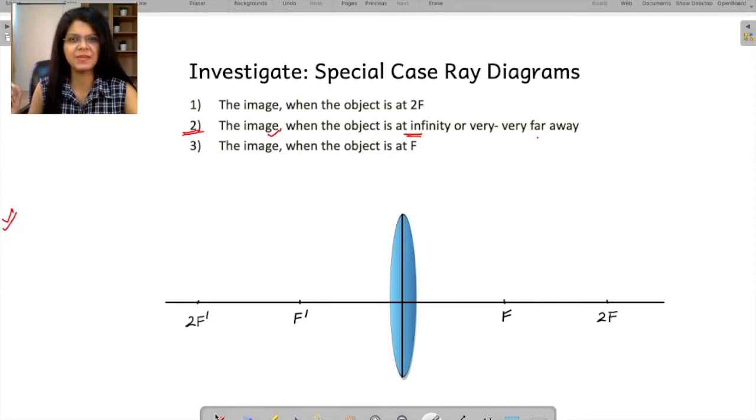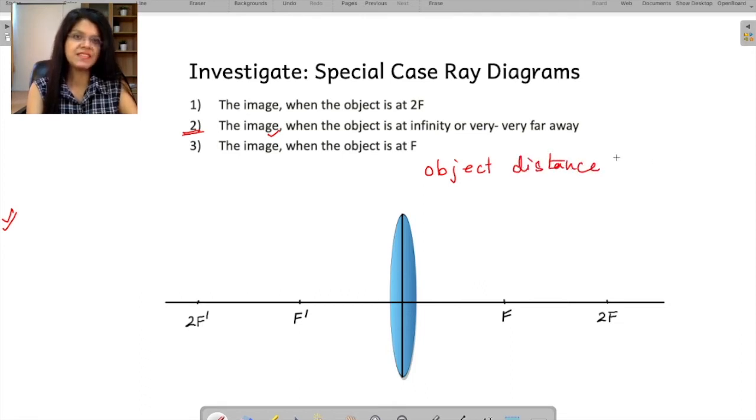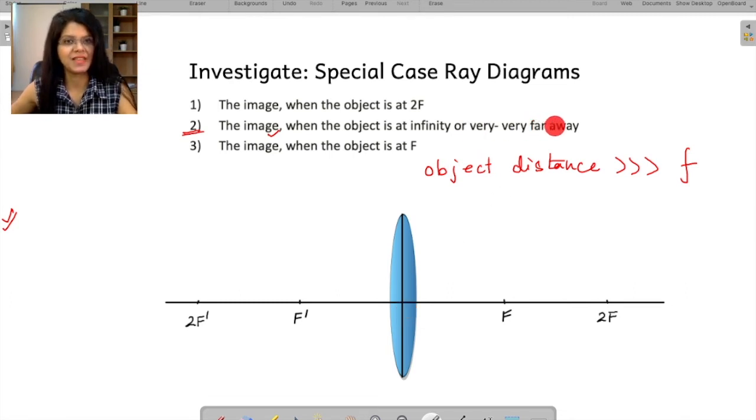What does far away mean? Far away means that the object distance from the lens is very great as compared to the focal length. Say that if your focal length is 2 centimeters, the object is say 100 meters away from you. That's very far away.